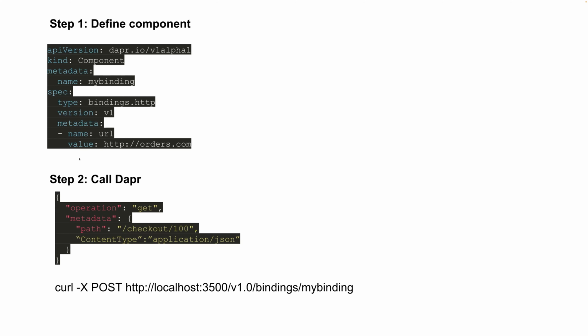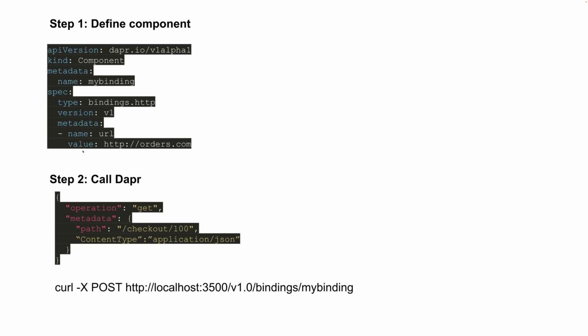And then the next step after I define this component is to call Dapr. So let's say the target endpoint is a get endpoint, or a delete endpoint. But in this case, let's say it's a get endpoint. The user basically cannot just use an HTTP client and issue a get call. They need to issue a post call into the Dapr endpoint, and they can't just use any URL that they want. They have to break up the URL into two pieces.